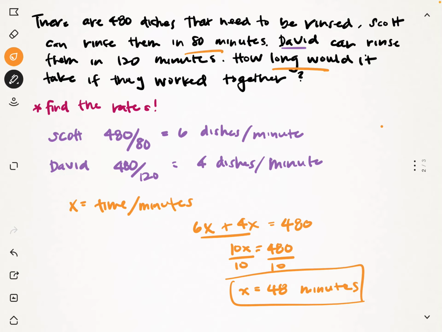Scott can wash the whole thing in 80 minutes. David can wash the whole thing in 120 minutes. If they're working together, it's got to be significantly less than both of those numbers, right? So just to check that our answer makes sense is good practice here. So again, step 1, we're going to find the rates. This is the total over how many minutes Scott would take to rinse them, and then again for David, total on top, and then the bottom is the number of minutes it would take him, just to find our rates.